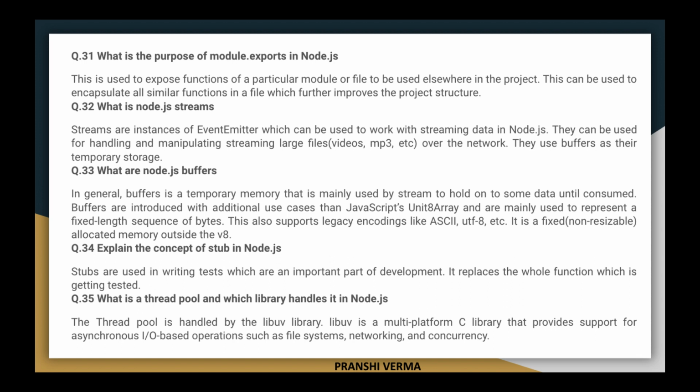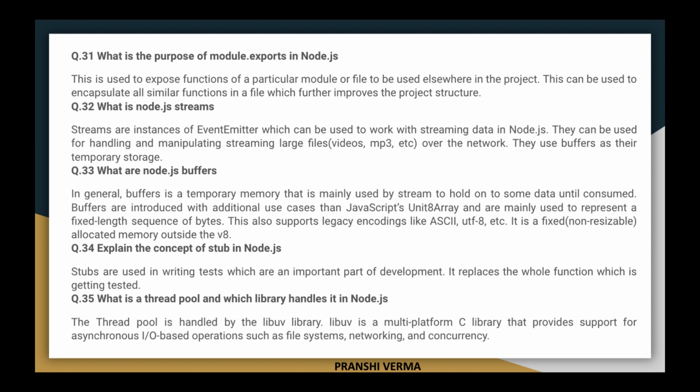Next question is, explain the concept of stub in Node.js. Answer: in Node.js, a stub is a function that mimics the behavior of a real function, but provides predefined output values. Stubs are often used in testing to isolate a function or module from its dependencies, so that the test can focus on the behavior of the function being tested.